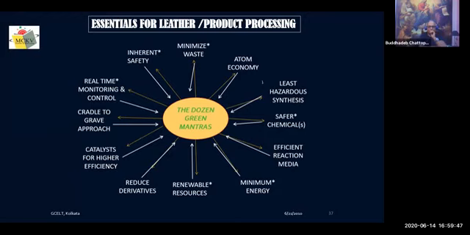Even in this dozen of green mantras, you can say this area where we have asterisk marks, like use of renewable resources, minimum energy, safer chemicals, minimize waste, inherent safety, real-time monitoring and control, can be done easily in the tannery without much cost.